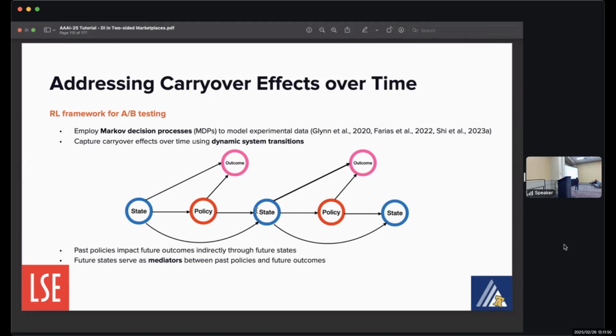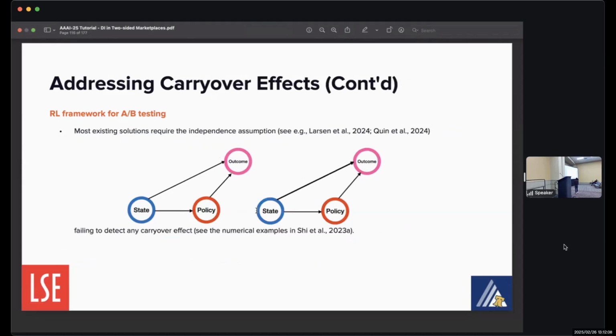In other words, the future states will serve as mediators between the past policies and the future outcomes. Now, what it means to practitioners is that if you want to use this MDP framework, when constructing the state, you probably do want to include those important mediators which will mediate the effects of the past policies to the future outcomes. And to the contrary, most existing solutions assume all those observations are independent over time. And that's why classical A/B testing methods are not able to detect the carryover effects. They are not able to model or capture those delayed effects. Okay.